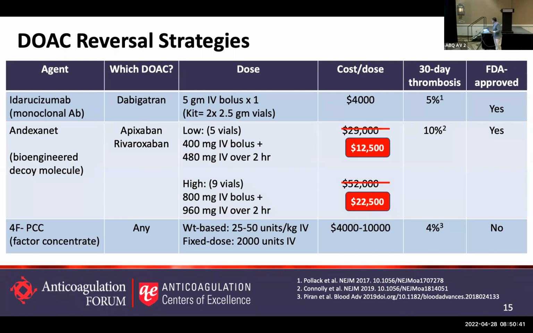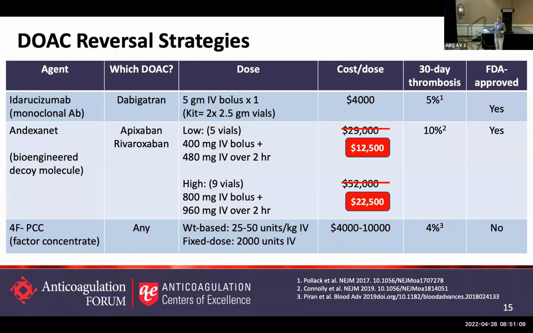The last thing I just want to mention is this 4-factor PCC. So basically this is pooled human plasma. It contains factors 2, 7, 9, and 10. You're basically dumping a big bucket of clotting factors into your DOAC patient to overwhelm the inhibition of that factor Xa inhibitor. You can give it in fixed doses. That's what we do at our hospital, or you can give it in a weight-based manner.